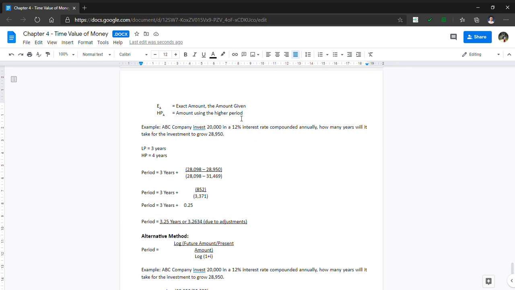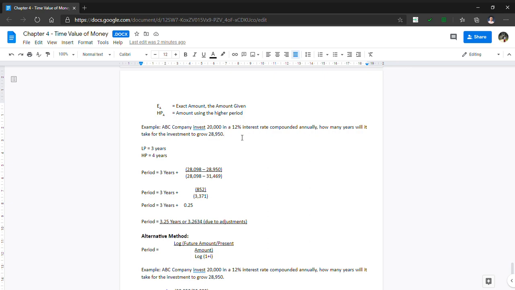So, again, compute trial and error. So, try nyo i-compute yung future value or present value kahit anong gusto mo. Kung itong gagamitin yung amount, syempre dapat ang makuha yung answer is 20,000. Pero kung ito ang 20,000 naman ang gagamitin nyo, you need to get 28,950. Pero I suggest na gamitin nyo na lang ang present value, tapos isolve nyo is for the future value. Okay, so first, determine the lower and higher periods.